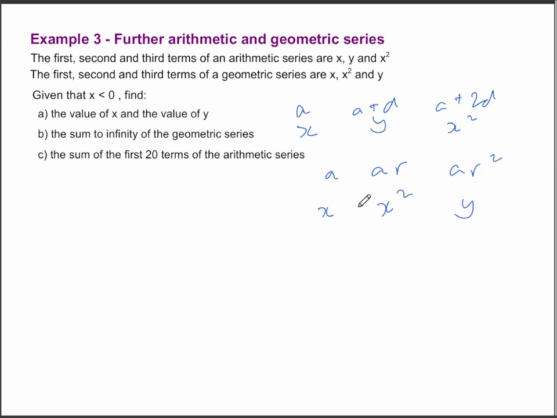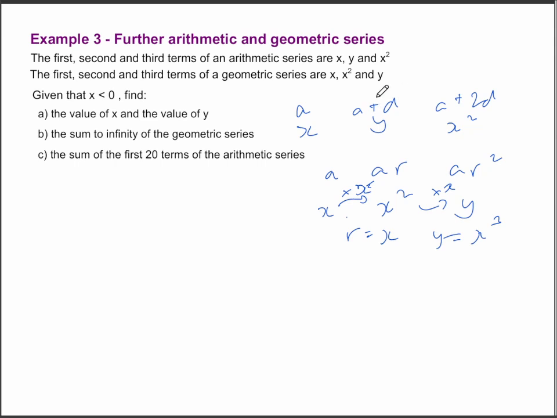From this, we can nail down the value of r, because a times r is x squared, where a is just x. Therefore, x times r equals x squared. Therefore, r is equal to x, because x times x equals x squared. And if r equals x, then here we're also going to multiply by x as well. If you multiply x squared by x, we get y. That means y equals x cubed.